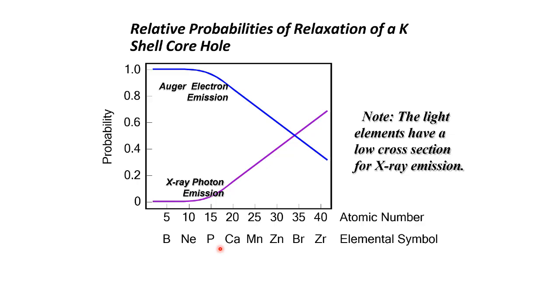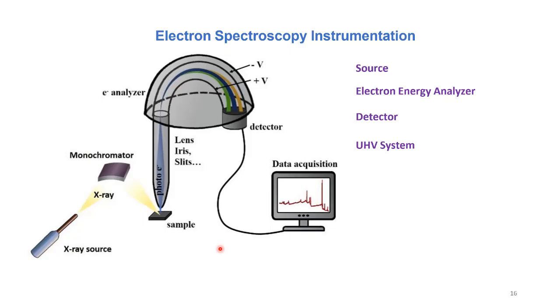I'm skipping this part. This is the instrumentation. Basically, we have a source, an electron energy analyzer and a detector, and a very ultra high vacuum system. So this is done in a very high vacuum.